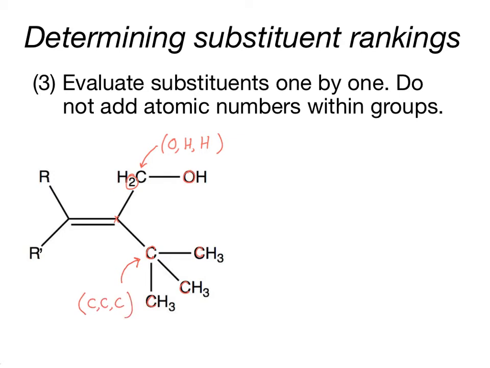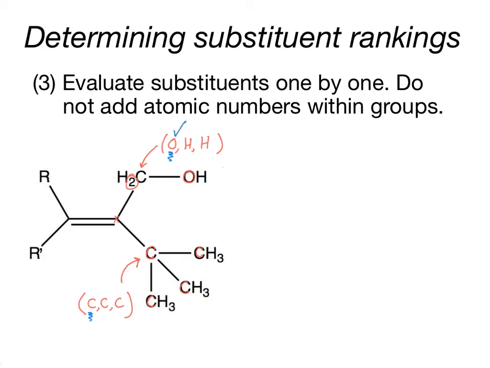So on first glance, you're like, well, this one's got 2 hydrogens, this one's got 3 carbons, this one must be the higher priority. But that's not true. I have to look at the first point of difference. The first point of difference is oxygen versus carbon, which is why it's important to put these parentheses in decreasing atomic number, always starting with the higher priority atomic number. And oxygen has an atomic number of 8, whereas carbon has 6.